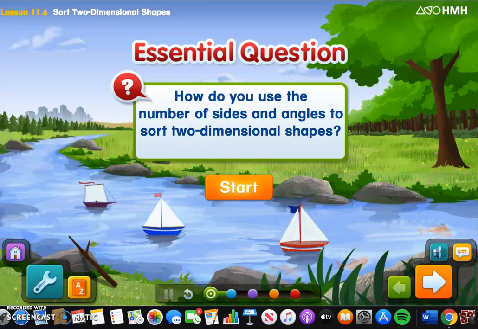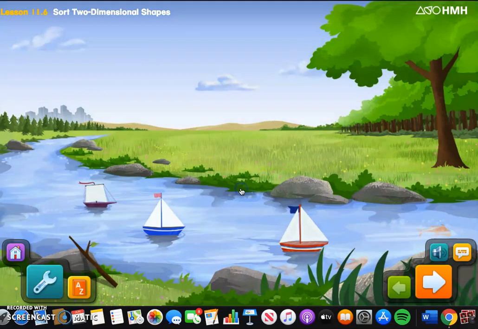So this whole week we've been learning about things like edges and vertices and faces in a three-dimensional object. And then we also learned about sides and vertices and angles in two-dimensional shapes. So today, again, we're going to be taking that information that we've learned about sides and angles, and we're going to use it to sort two-dimensional shapes. So let's see how we are going to do that in the video.